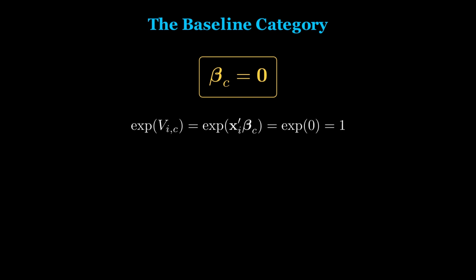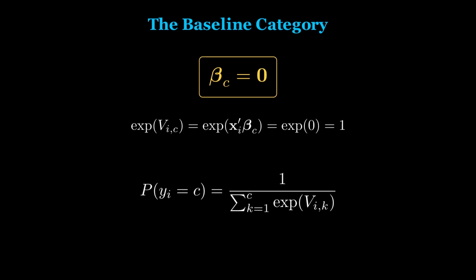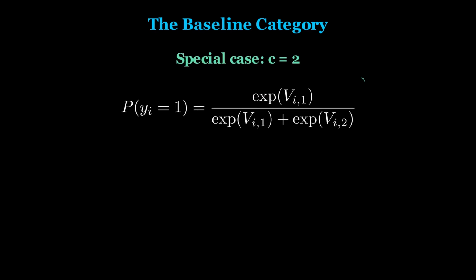That immediately implies the exponential of Vic is the exponential of 0, which is 1. So the probability of landing in category c is simply 1 over the sum of the exponentiated linear components. Category c is known as the baseline or reference category. It's worth checking a special case.